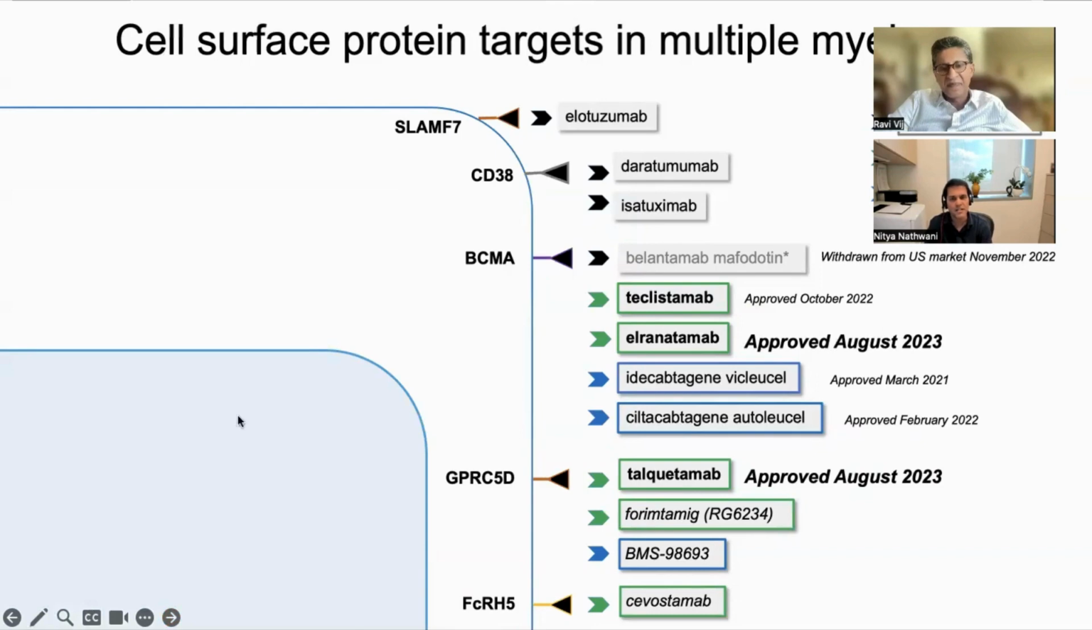And one of the challenges with GPRC5D treatment is this altered taste sensation called dysgeusia. And we also see some skin and nail changes as well. That's quite significant with talquetamab, but with this GPRC5D targeting CAR T cell, that seemed to be lower. Like the dysgeusia was only seen in about a quarter of the patients, and it was more manageable compared to talquetamab, where it was seen in more than half the patients.